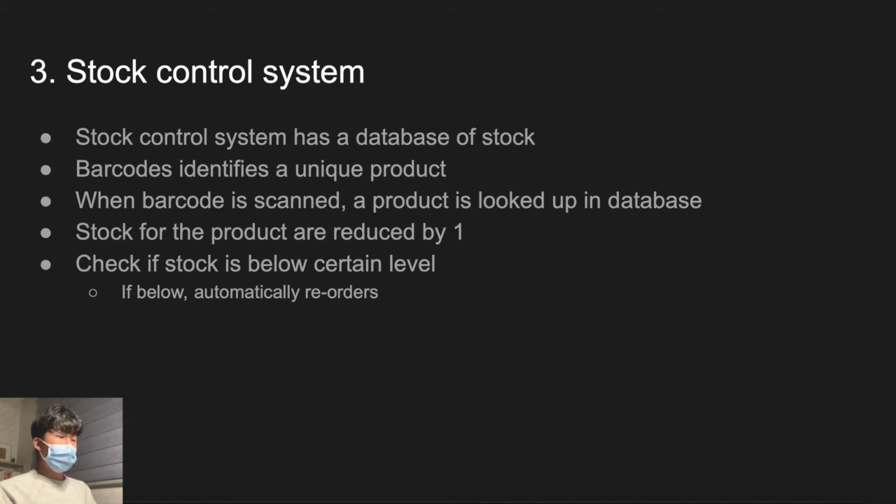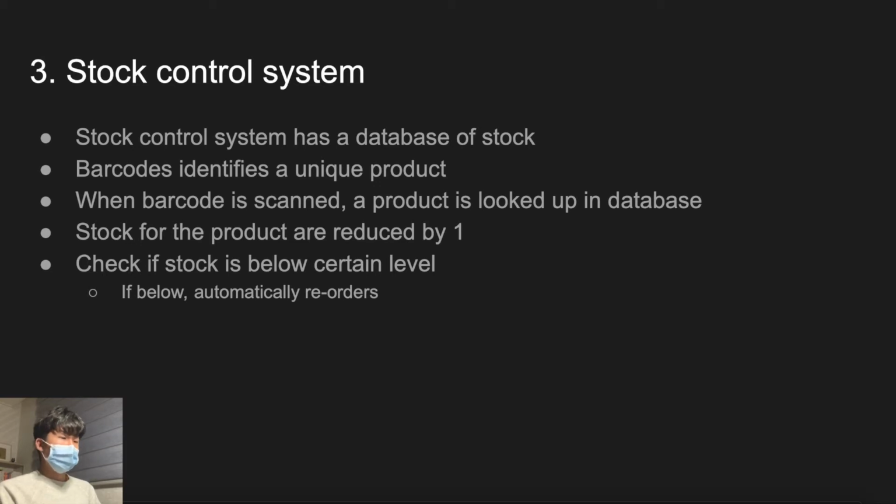The stock control system has a database of stock, and barcodes identify each unique product. So when a barcode is scanned, for example when you're making a purchase, the product is looked up in the database, and the stock for the product is reduced by 1 once that product is identified from the database. It checks if stock is below a certain level and automatically reorders if it is. For example, if the supermarket ran out of tomato because tomato stock became 0, it will automatically place a reorder. So this is how the stock control system works based on barcodes.